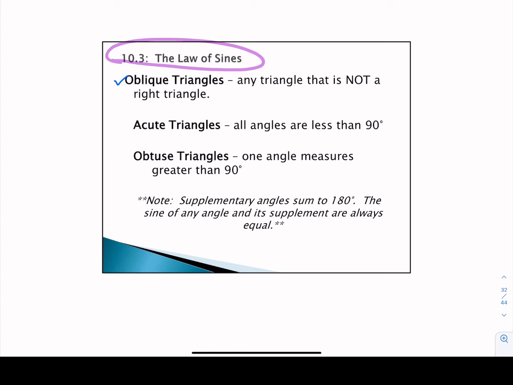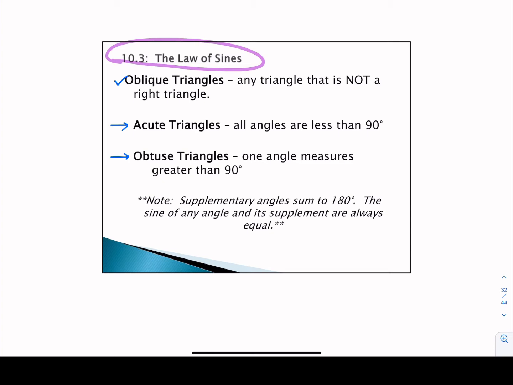Oblique triangles can be one of two types. They can either be acute, which means that all angles inside that triangle are measuring less than 90 degrees, or you have something we know as an obtuse triangle, which means that one angle measures something greater than 90 degrees.